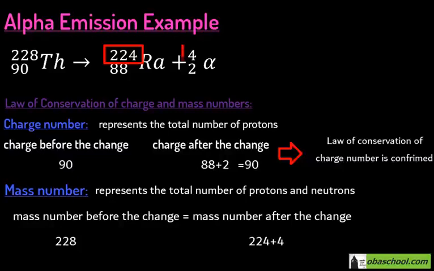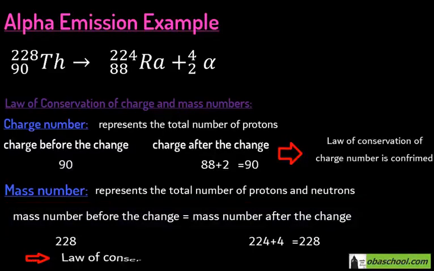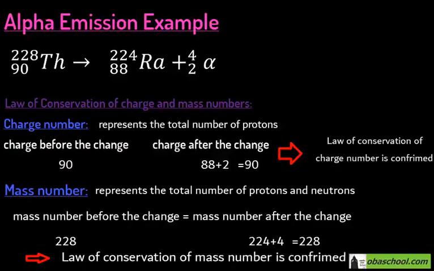radium added to 4 for the alpha particle. This gives an answer of 228. So the mass number before the change is equal to the mass number after the change. This confirms that the law of conservation of mass number is confirmed in this decay.